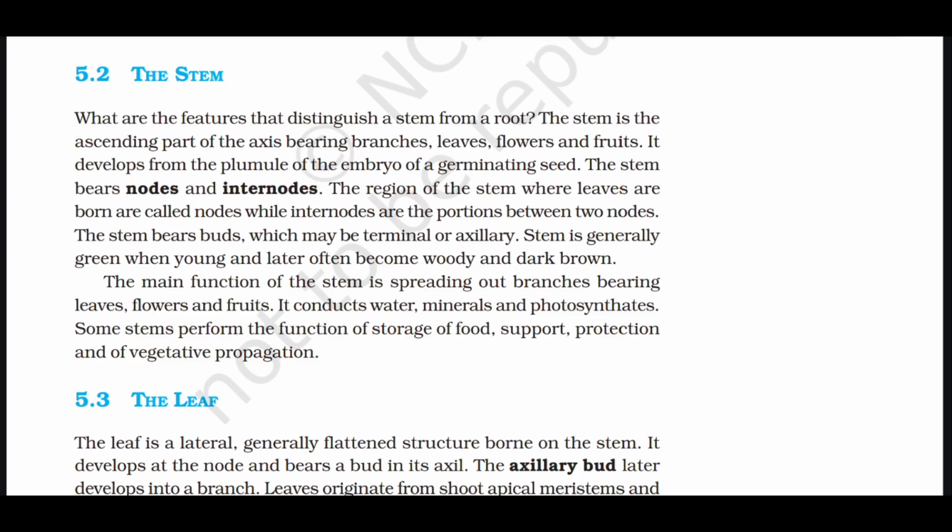Stem is generally green when young and later often becomes woody and dark brown. The main function of the stem is spreading out branches, bearing leaves, flowers, and fruits. It conducts water, minerals, and photosynthates. Some stems perform the function of storage of food, support, protection, and vegetative propagation.